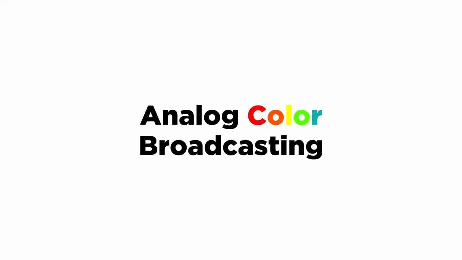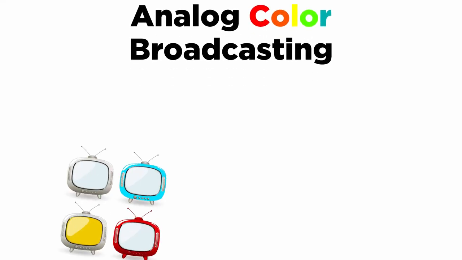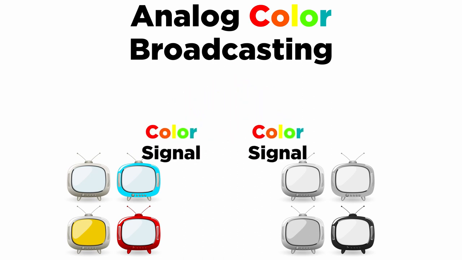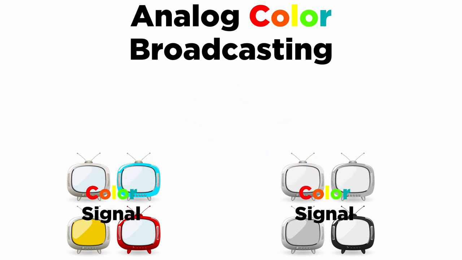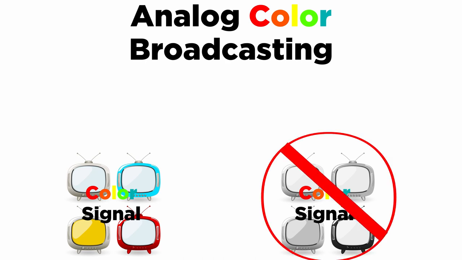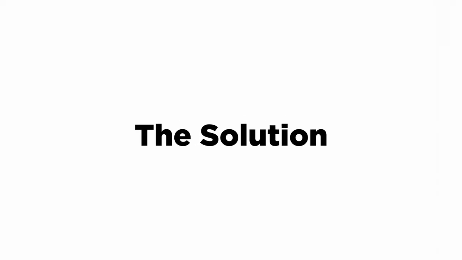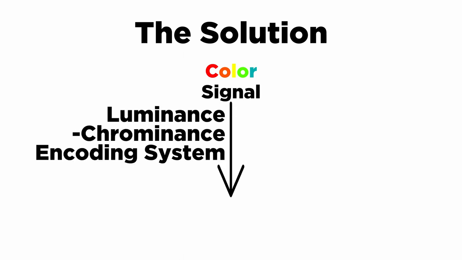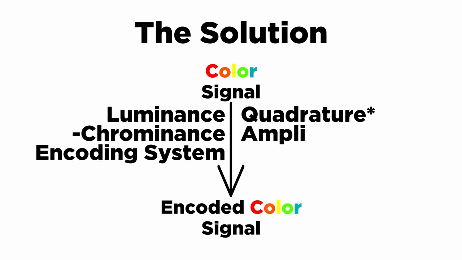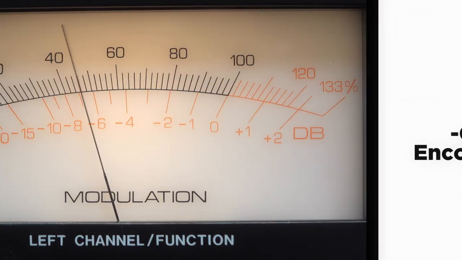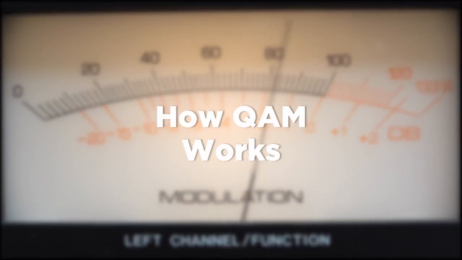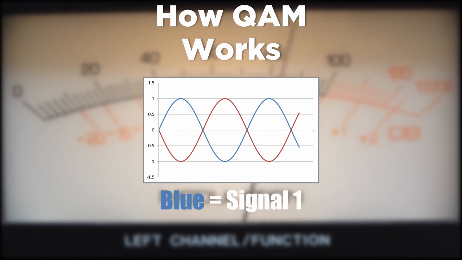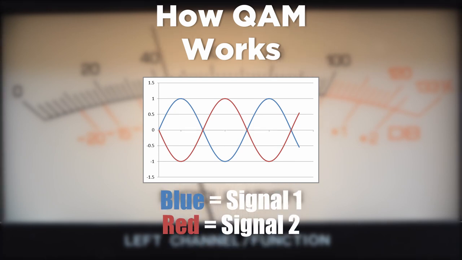So the problem with analog color broadcasting at the time was that black and white TVs still existed. And if they received color information, you would get these black dots showing up in your image, which was less than ideal. So the way they solved this problem was by encoding the color. And they did this through using a luminance chrominance encoding system and using quadrature amplitude modulation. So the way that quadrature amplitude modulation works is you have one signal, and you can picture it as a sine wave, and you have another signal that is perfectly out of phase with that signal.